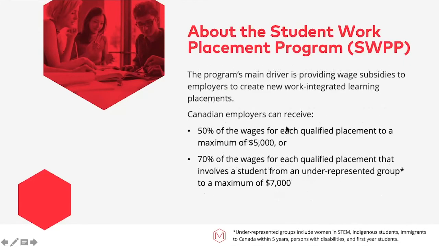The program's main driver is providing wage subsidies to employers to create new work-integrated learning placements. There's been a lot of great research done about how students involved in these placements are more successful after graduation. And so with that research in mind, the government wants to incentivize employers to hire more students than they would have been able to otherwise. So under the program, employers can receive 50% of the wages for each qualified placement to a maximum of $5,000, or 70% of the wages for each qualified placement that involves a student from an underrepresented group, as I had mentioned before, to a maximum of $7,000.